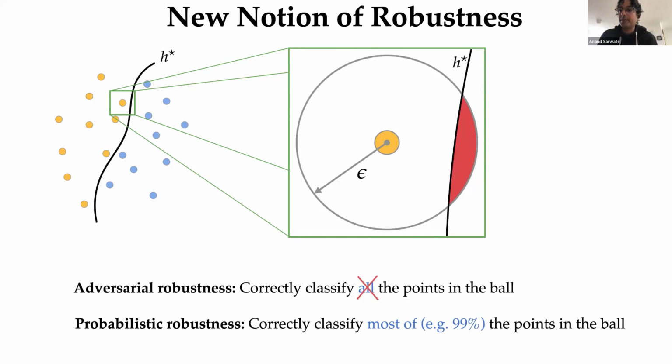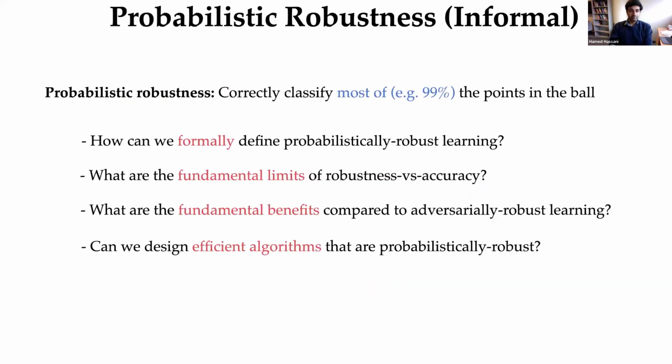When you say probabilistic, are you going to say randomly select the set which is the bad set? According to some probability distribution, yes. For example, if you put uniform measure on the ball, then the probability of finding an adversarial example for that specific classifier would be, let's say, less than 1%. So that's an intuitive picture of how we can define probabilistic robustness.